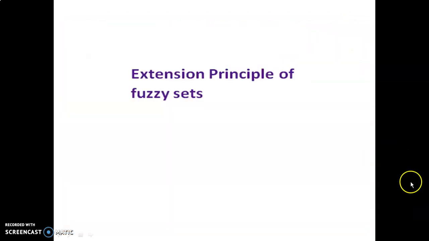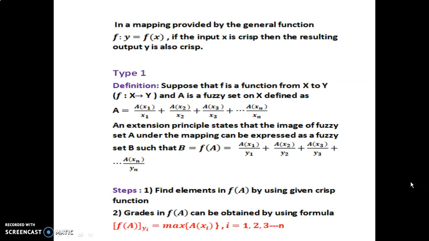In this video, I will explain the topic extension principle of fuzzy sets. In a mapping provided by the general function f such that y equal to f of x, if the input x is crisp, then the resulting output y is also crisp. So this is regarding the classical set. Now we will see about the fuzzy set.